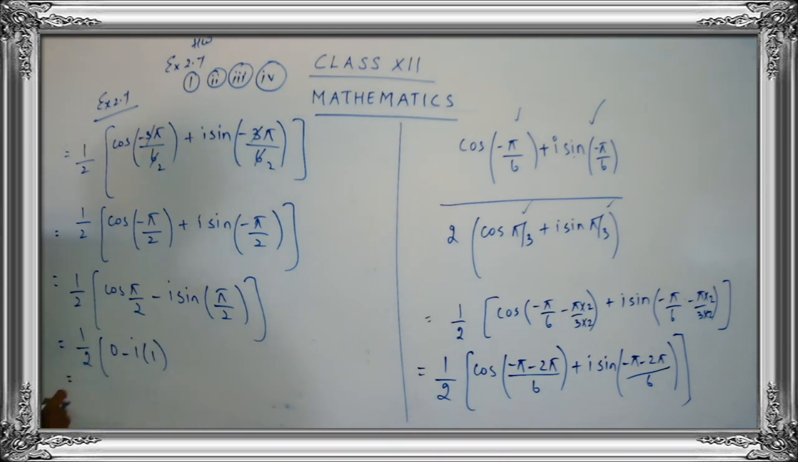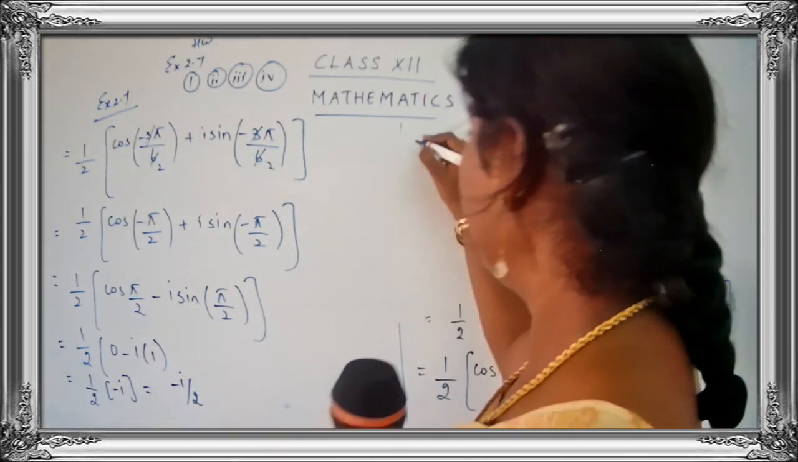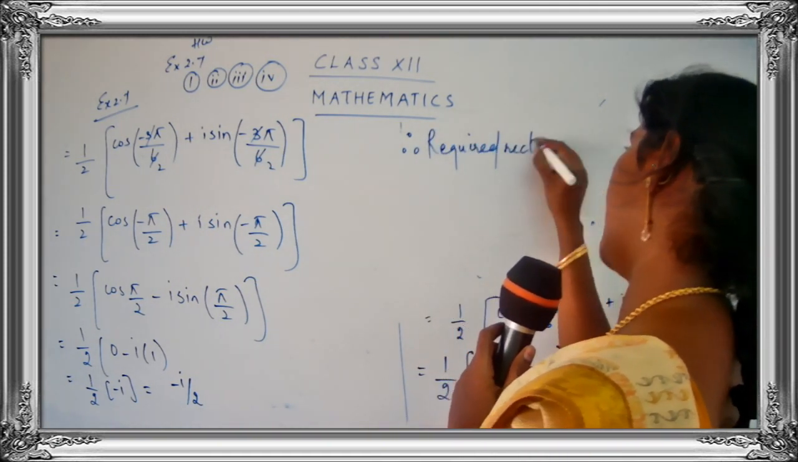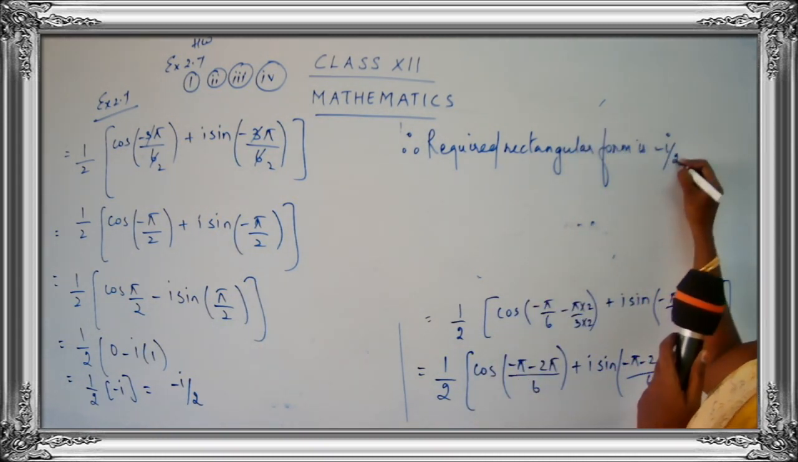So what is the answer? Half into minus i, that's minus i by 2. So you get the answer as minus i by 2. You can write in the final statement: therefore the required rectangular form is minus i by 2.